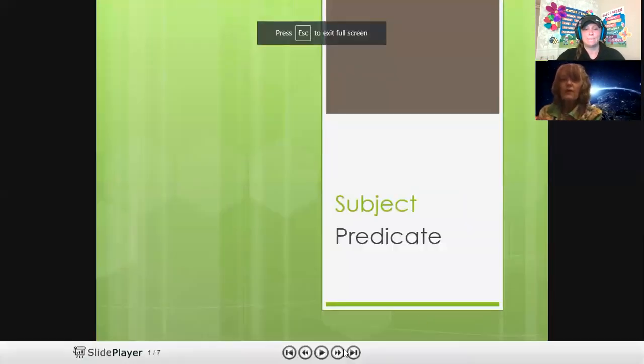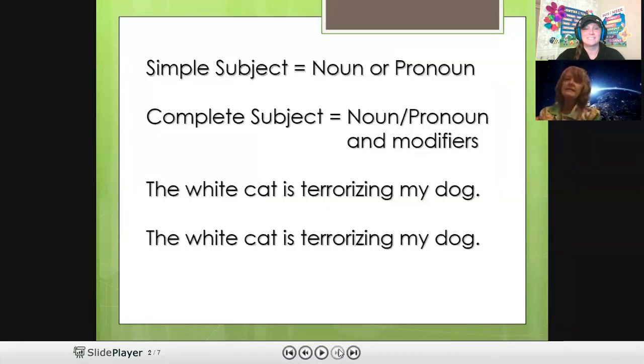And we'll kind of go over this subject predicate. And it says simple subject is a noun or a pronoun. A pronoun's like she, her, it. A complete subject is a noun, and then it has a pronoun and its modifier, so it could be more than one word. So let's look at the first sentence, and we are going to look for the complete subject and the complete predicate, because that's easier to do that first, and then we'll break it down.